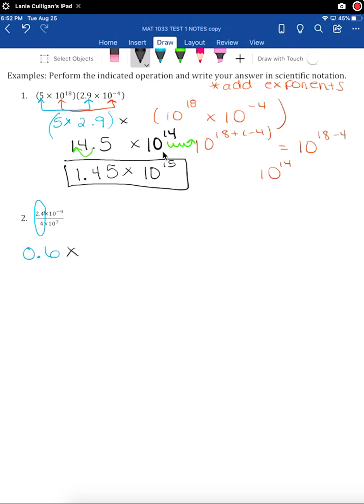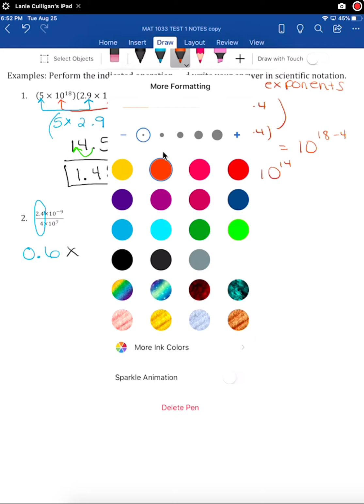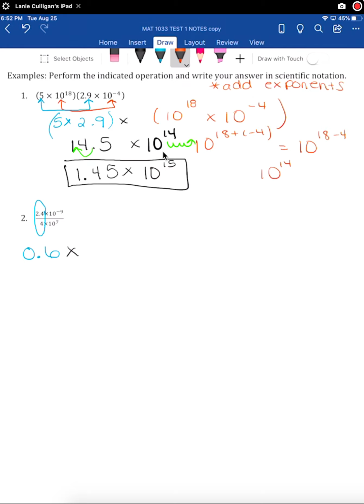times. Now doing our tens places in our 10 to the negative 9th divided by 10 to the 7th. Here we're dividing, so here we are going to subtract our exponents. They're like terms because they're both base 10. So subtracting those exponents, so 10 to the negative 9 minus 7, which will give us 10 to the negative 16th power. So 0.6 times 10 to the negative 16th power.